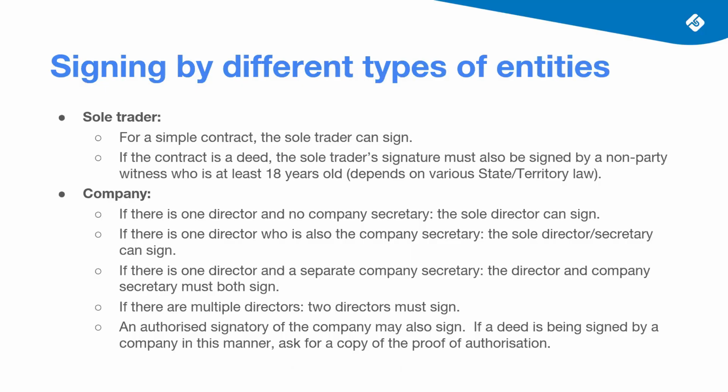Sole traders normally are individuals. Normally you should have a person witness your signature if it's a deed. Companies: 1 director signs, or 2 directors sign, or either 2 directors or a director and a secretary. You need 2 people.